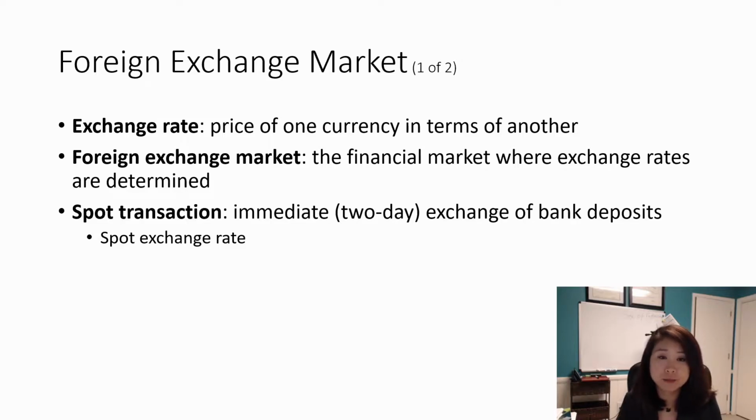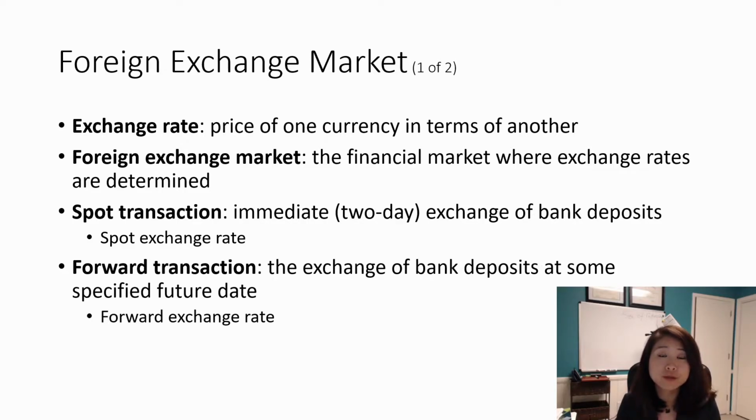The first is called the spot transaction. That is the immediate exchange of bank deposits. It usually happens within 2 days, and the rate you get is called the spot exchange rate. However, sometimes banks like to negotiate with each other to get the exchange rate for a future date, like in 2 or 3 months. That is called a forward transaction: the exchange of bank deposits at a specified future date. The rate you will receive from this forward transaction is called the forward exchange rate.